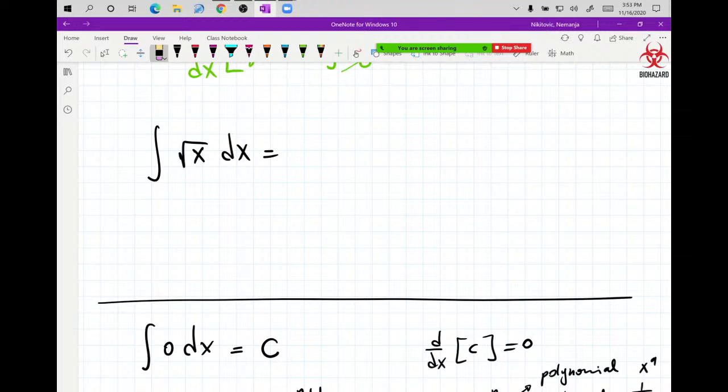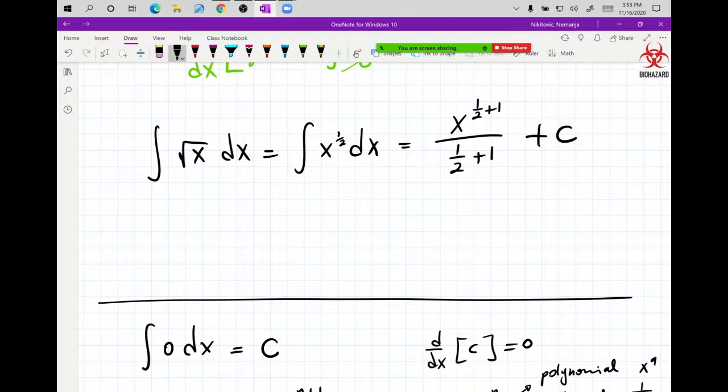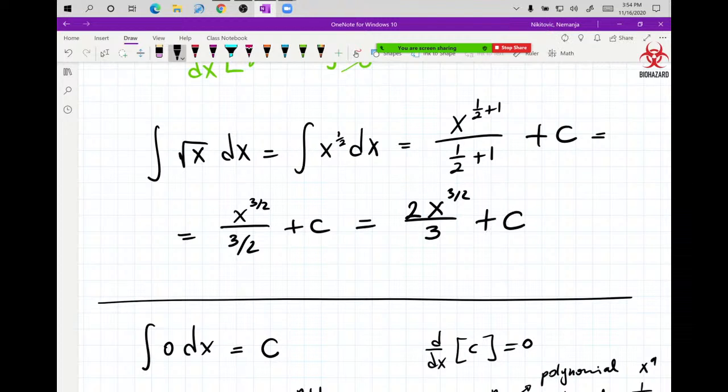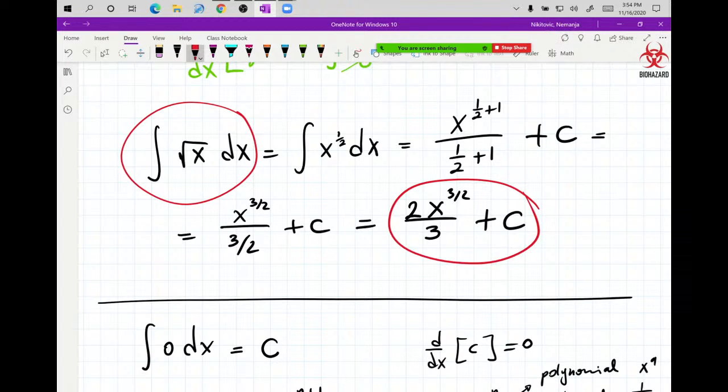Okay, let's go. We say that this is x to the 1/2 dx, and then we use the fact, like the +1 on the exponent. So that's going to be x to the 1/2 plus 1 over 1/2 plus 1, everything plus c. And now that is x to the 3/2 divided by the 3/2 plus c. And then when you deal with the double fraction on the bottom, you get 2x to the 3/2 divided by 3 plus c. So this puppy has this as an answer.